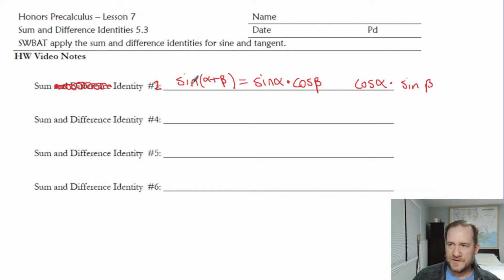The other departure is for cosine. The operations were mismatched. If we had plus, then we had minus. If we had minus, we had plus. But for sine, the operations are matched. So the sine of a sum is a sum, and the sine of a difference will be a difference.